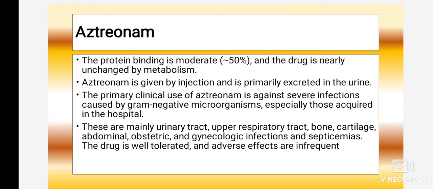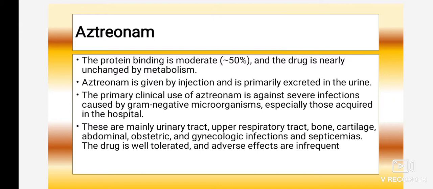And related to the excretion of Aztreonam, it is primarily excreted in the urine. Now the primary clinical use of Aztreonam is against severe infections, those infections which are caused by gram negative microorganisms, especially those acquired in the hospital. So if there is a question, write down the information about Aztreonam related to its protein binding, which is 50%. It is nearly unchanged by metabolism. The route of administration is the parenteral route. Excretion is by the urine.